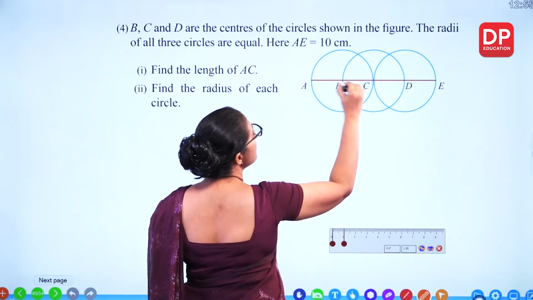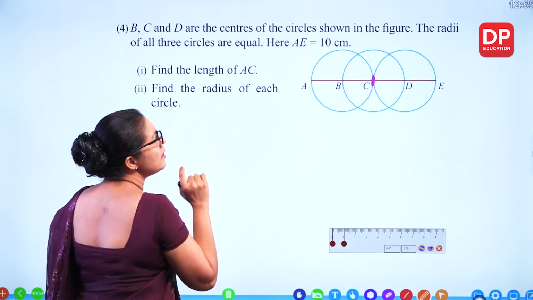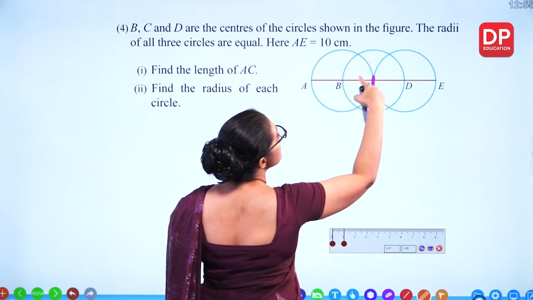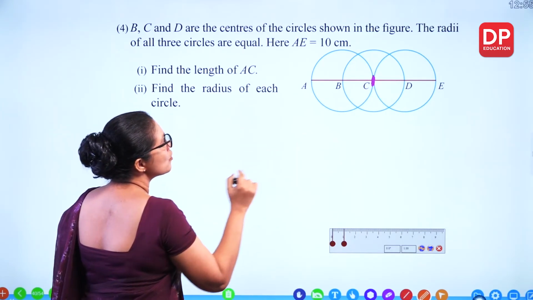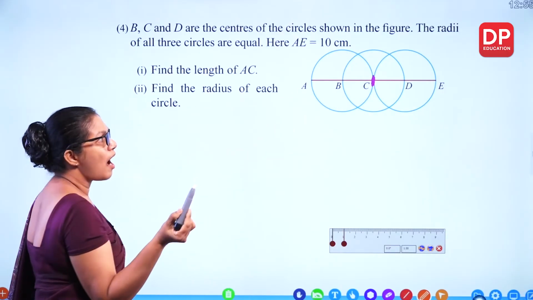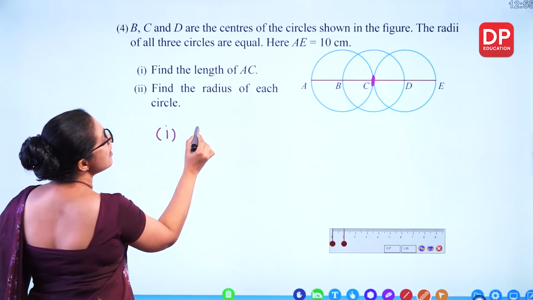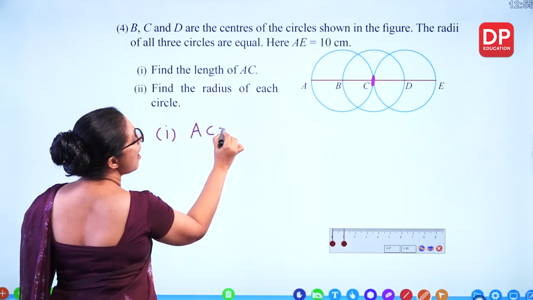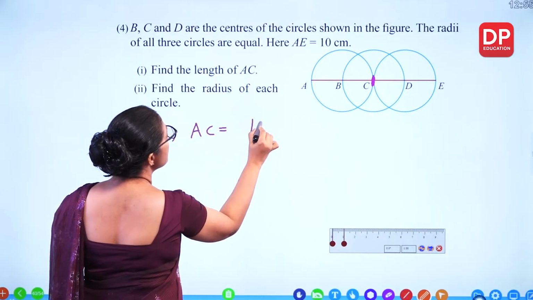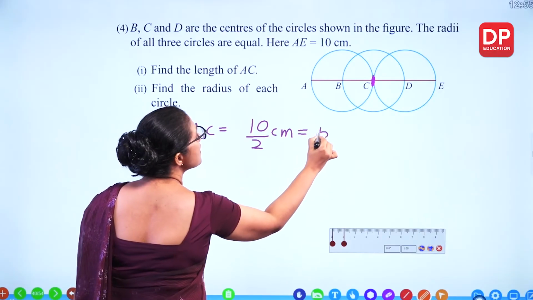Now can you see this is the diameter. So here equal size of circles. So if this is 10, what is AC? Half of AE. So you can straight away write down AC is half of 10 centimeters. That's 5 centimeters.